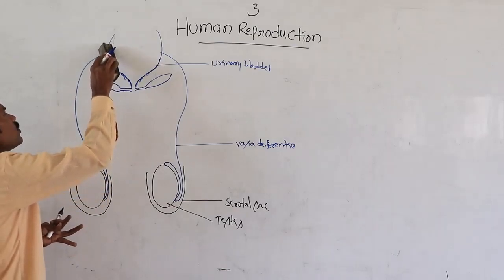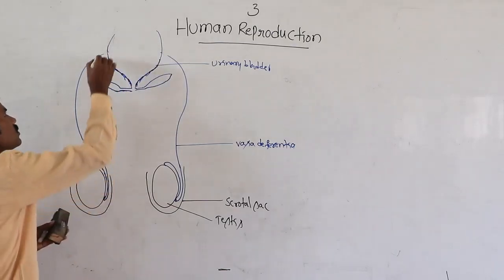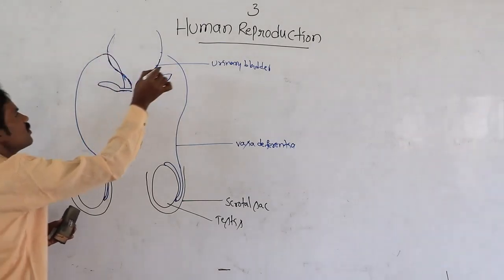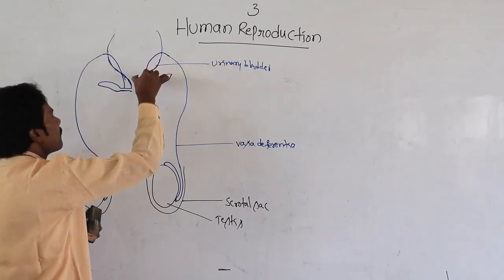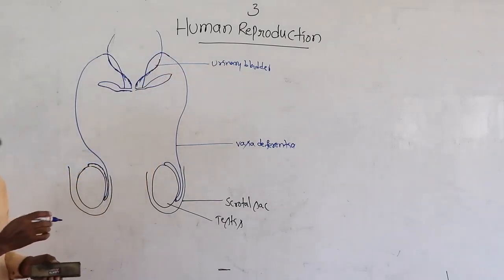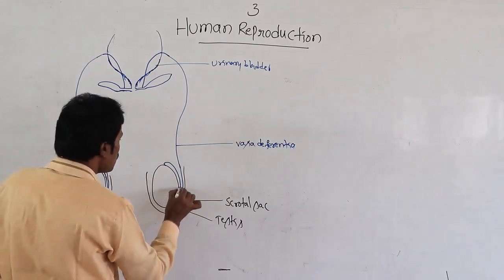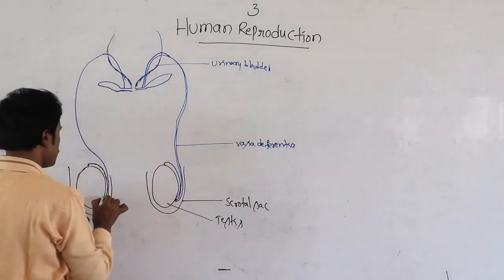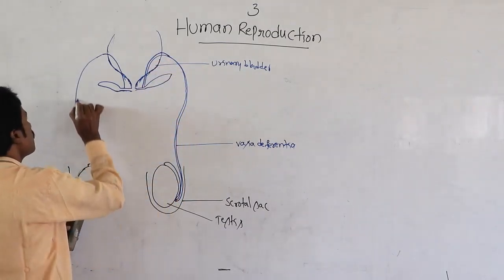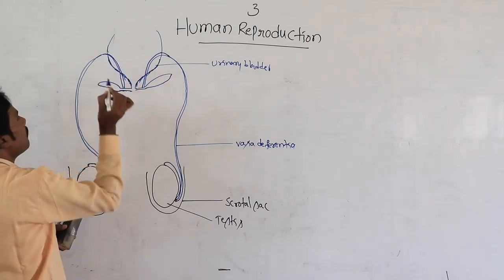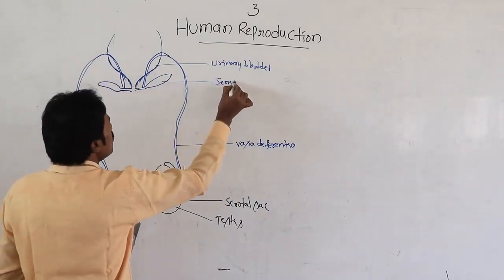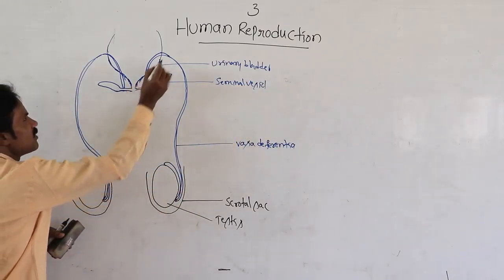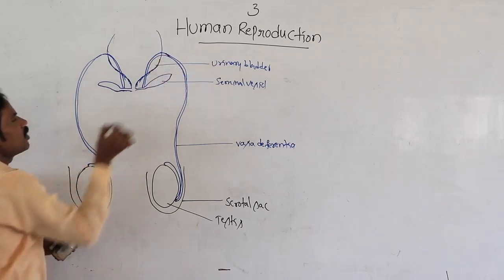So, in these seminal vesicles, the vas deferens that we said is connected with the seminal vesicle. Actually, it is a double line, present as a double line. So this is the seminal vesicle, and this is the vas deferens in double line.